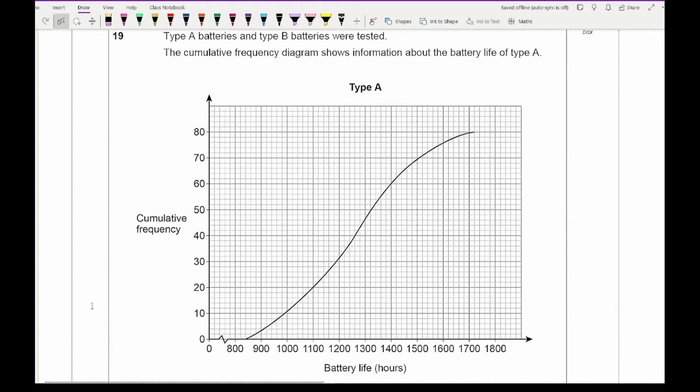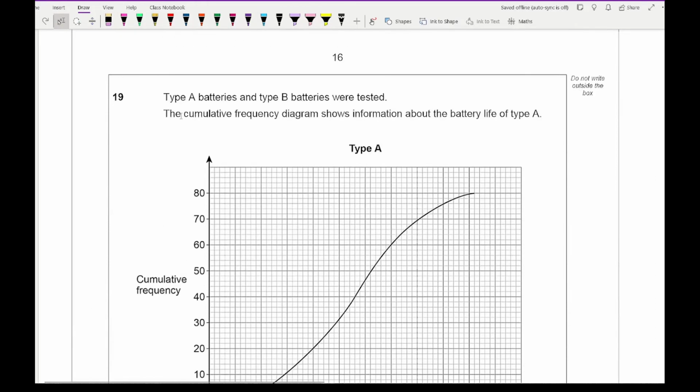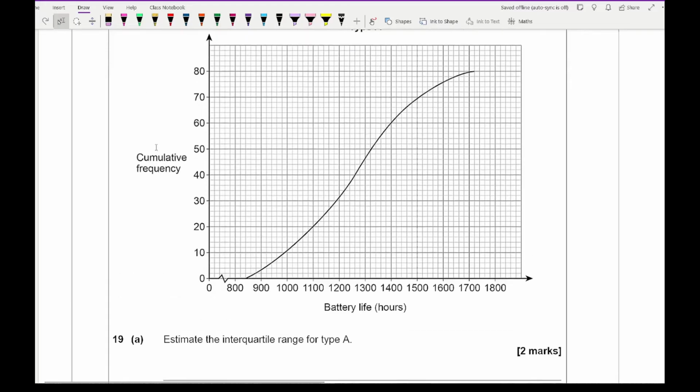Then for question 19, it says that type A batteries and type B batteries were tested. The cumulative frequency diagram shows information about the battery life of type A, and the first part says estimate the interquartile range of type A. So to find the interquartile range, I need to look at the total frequency, which is 80, and divide that by 4. So the first one is going to be at 20.